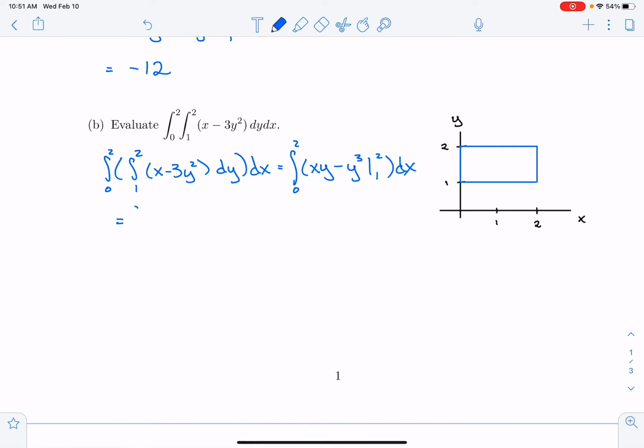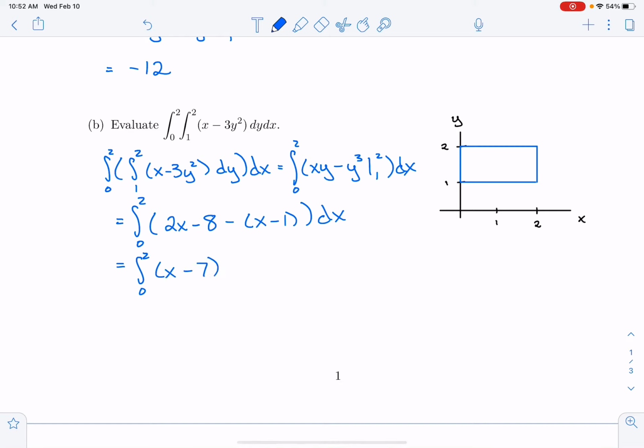Okay, so let's see what this looks like. So it's the integral from 0 to 2. Now I'm going to substitute in some numbers for y. So I'm going to get 2x minus 8, and then minus, and when I substitute in 1, I'm going to get x minus 1. Integrating all of that dx. So now this becomes the integral from 0 to 2 of 2x minus x becomes x, and then negative 8 plus 1 becomes negative 7. So I'm going to integrate that dx.